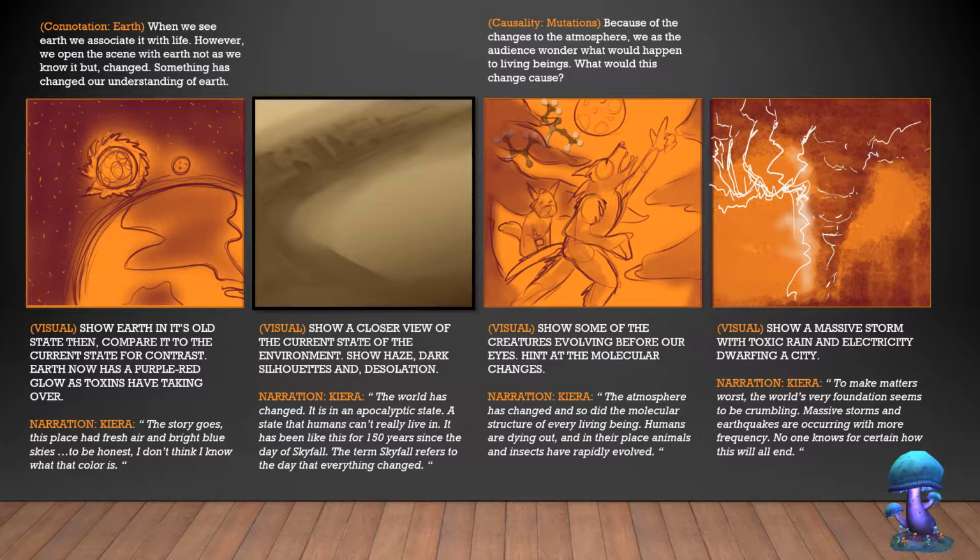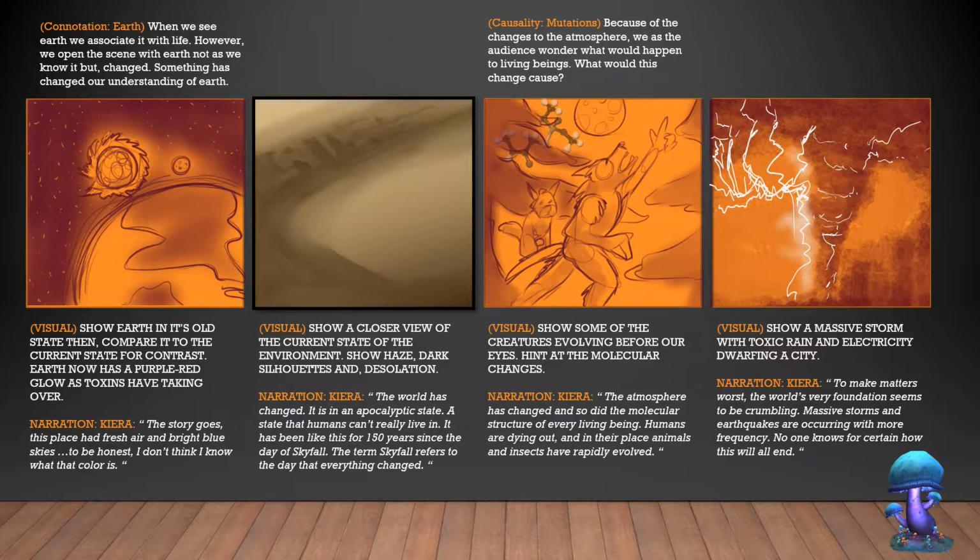The story goes, this place had fresh air and bright blue skies. To be honest, I don't think I know what that color is. In this first scene, we have a connotation of Earth. When we see Earth, we associate it with life. However, we open the scene with Earth not as what we remember it, but changed. Something has changed our understanding of Earth.